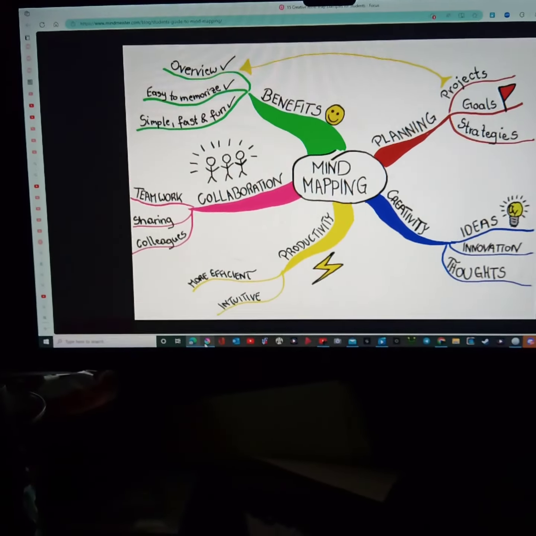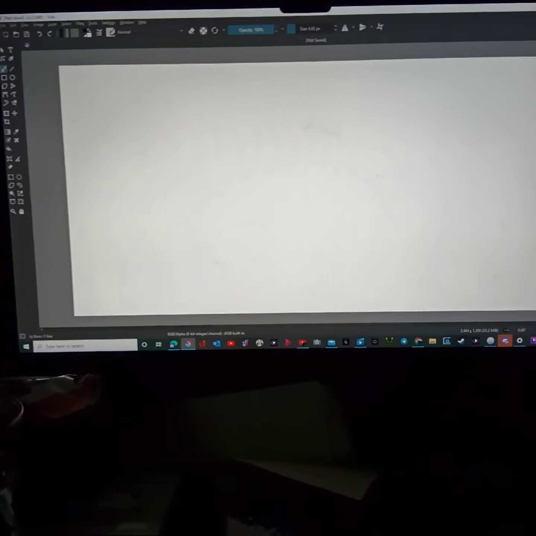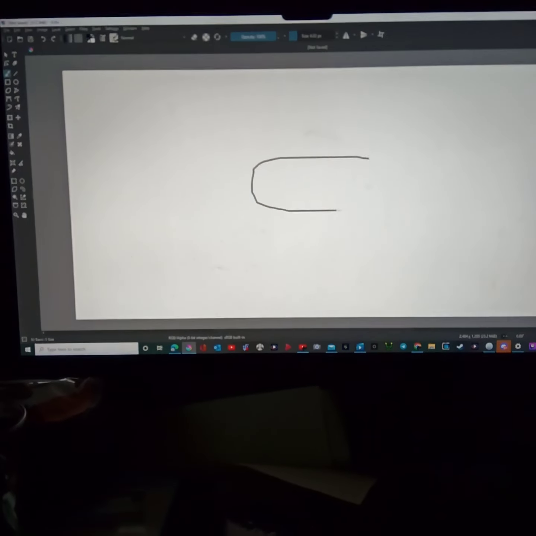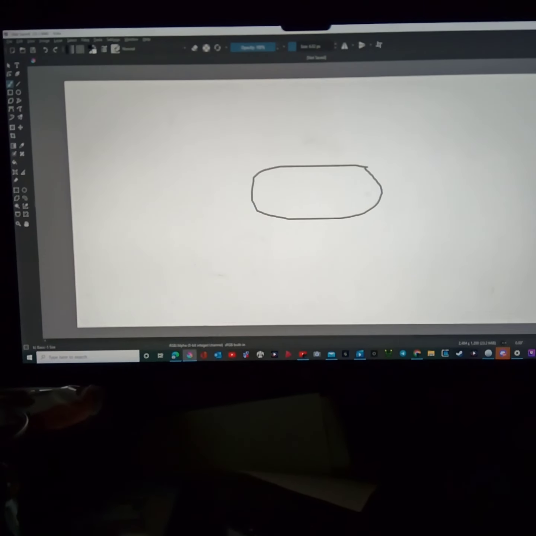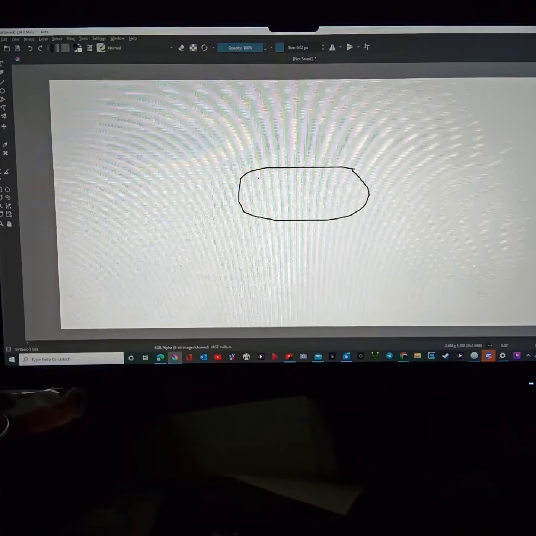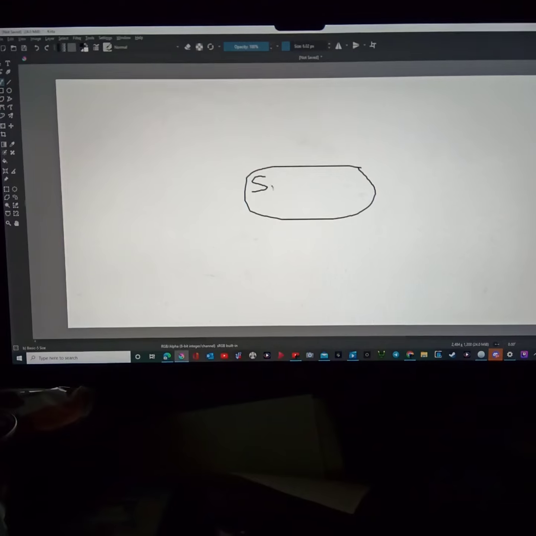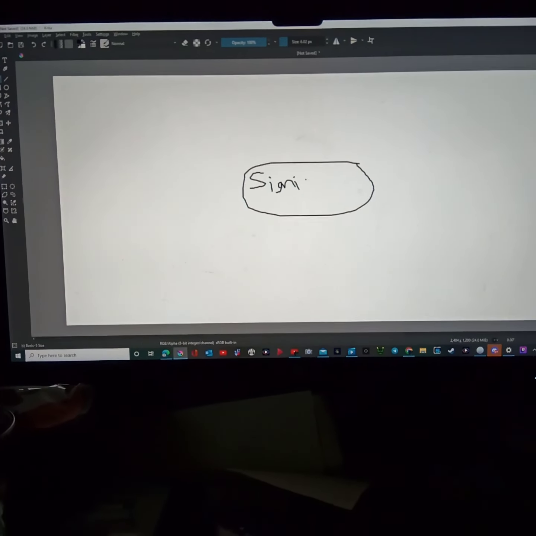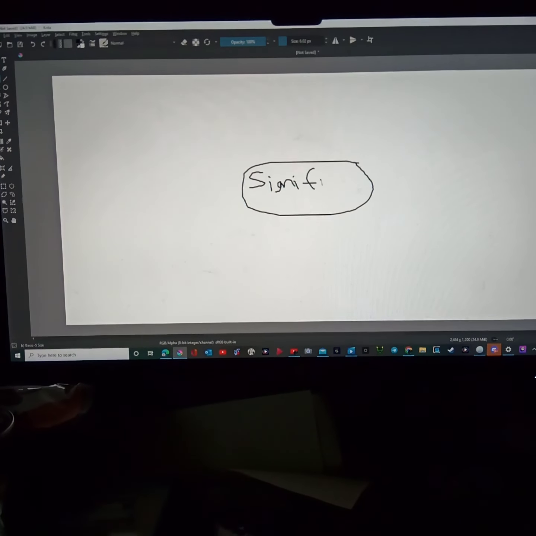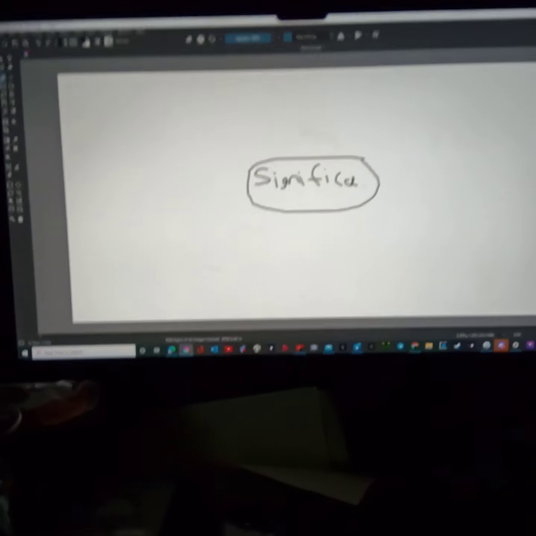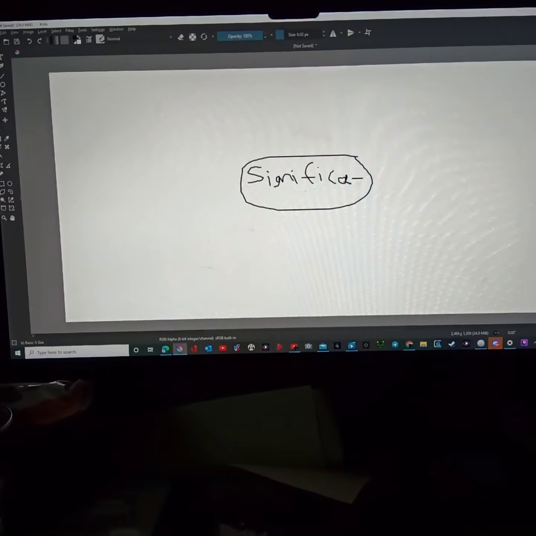I'm going to design one myself, in fact, and mind my mouse because I'm not going to screw around with this too much. The idea I'll work with is not the mind map's concept in general. I'm going to work with something that is one of my favorite virtues in life: significance. Yeah, significance.